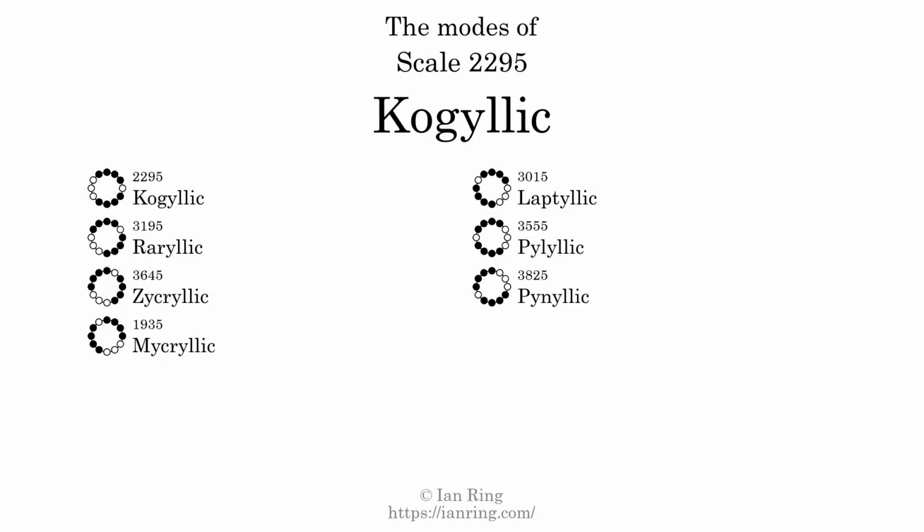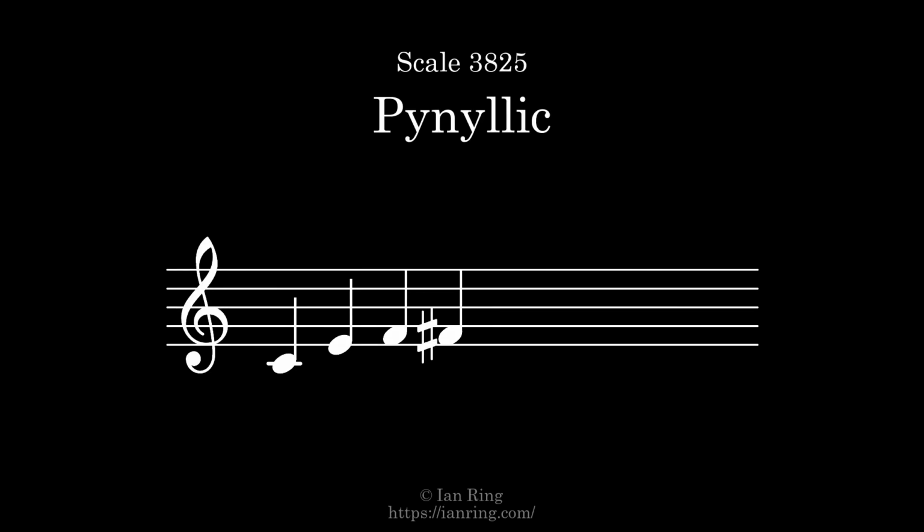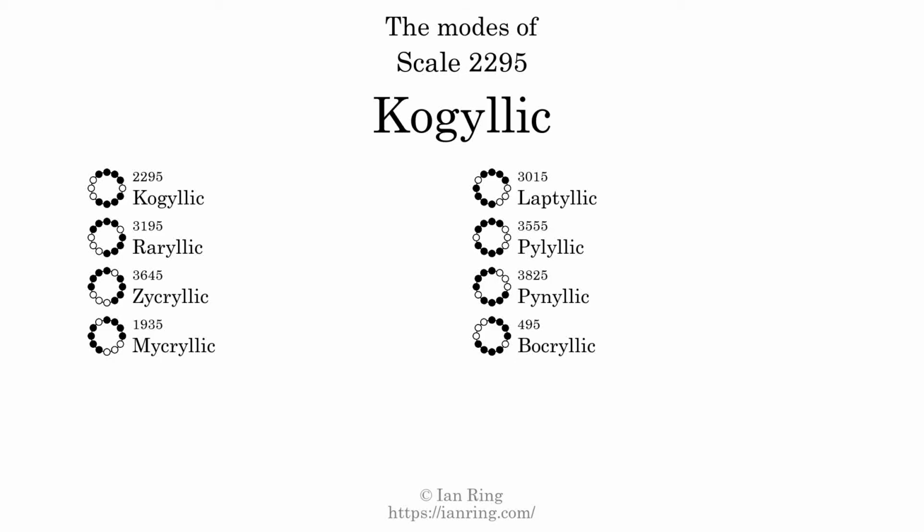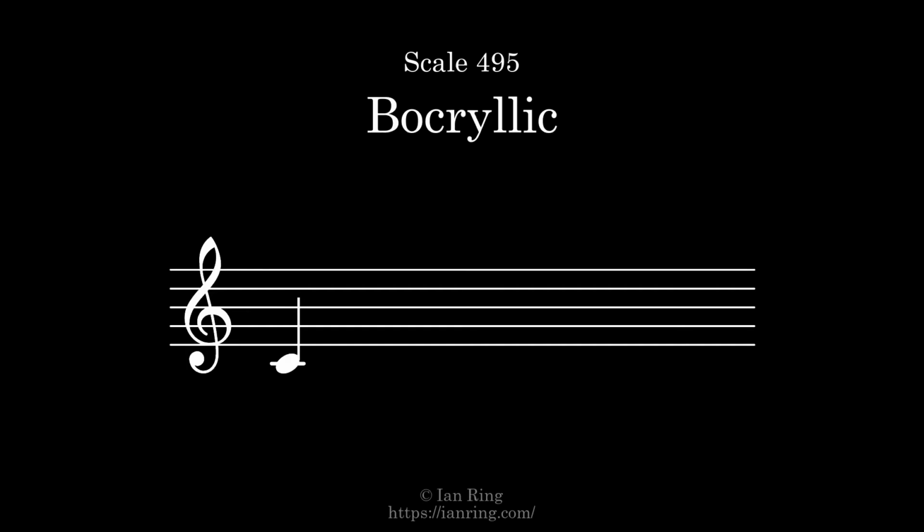The seventh mode is scale 3825, also known as Kogyllic. It sounds like this. The eighth and last mode is scale 495, also known as Kogyllic. It sounds like this.